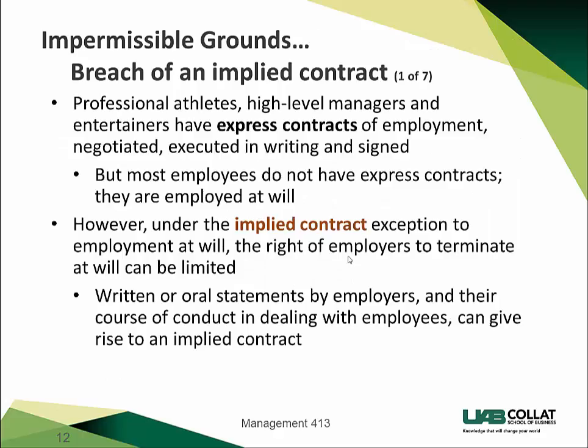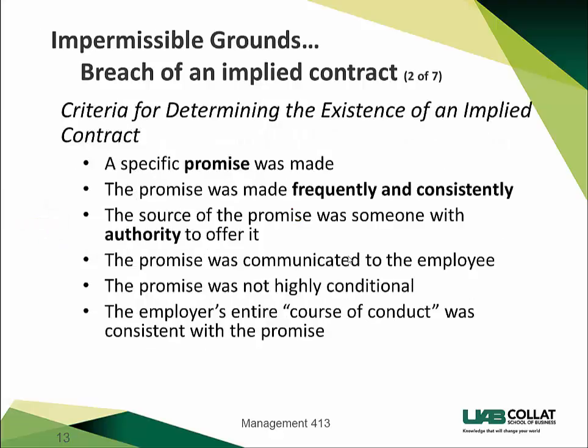Sometimes there might be a contract that would guarantee you employment, maybe if you're a professional athlete or a very high level executive. Those are not very common. Perhaps more common might be an implied contract. If there were an implied contract, that would be an exception to the concept of employment at will. So when might there be an implied contract? Well, there would have to be a promise, presumably made orally, probably should have been repeated. It should have been made by someone who had authority to make it to the employee. If the employee didn't hear it, obviously the employee can't argue that he or she had an implied contract.